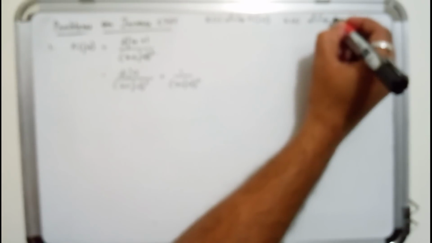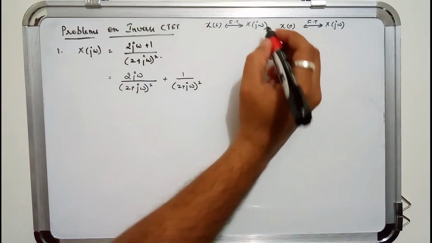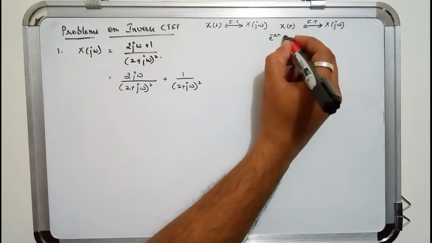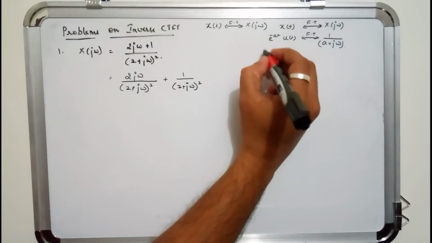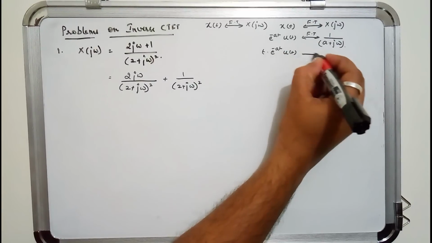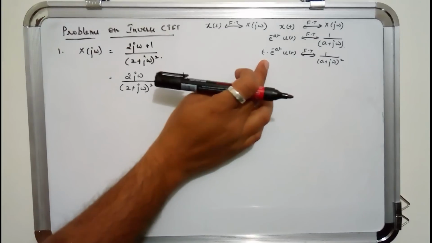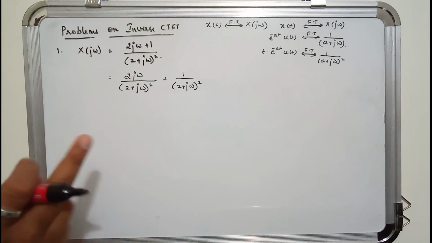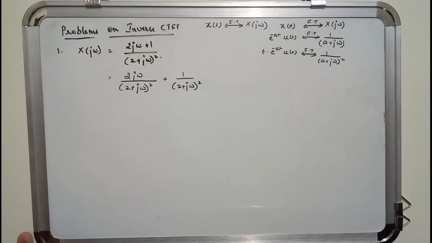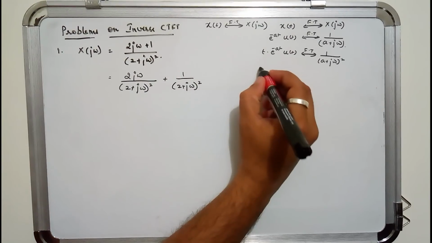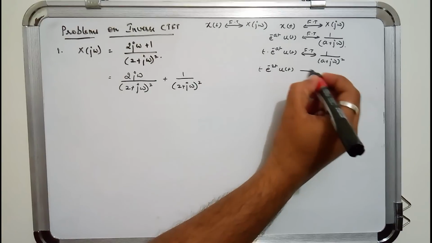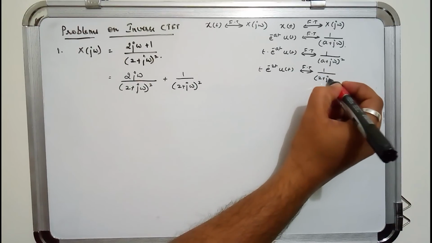Now, if x of t forms a Fourier transform pair with x of j omega, we know that e power minus at u of t forms a Fourier transform pair with 1 by a plus j omega, and t into e power minus at u of t forms a Fourier transform pair with 1 by a plus j omega whole square. This problem we have already solved in finding the CTFT of a function. So if you want, you can refer to my previous lectures on CTFT, how to find CTFT when x of t is given. Now, what I have here is, in place of a, I have 2. So it will be t into e power minus 2t u of t forms a Fourier transform pair with 1 by 2 plus j omega whole square.